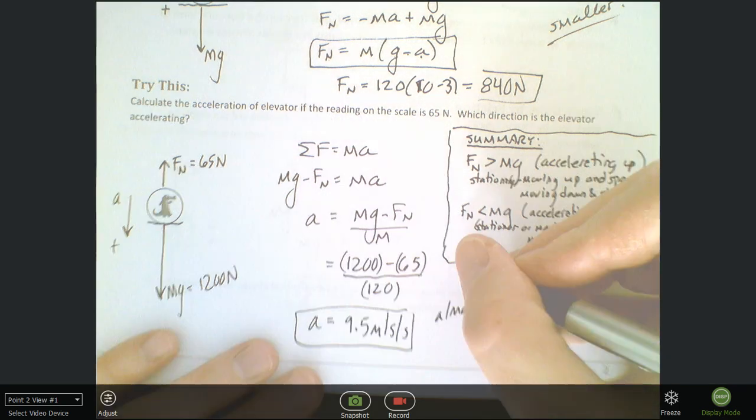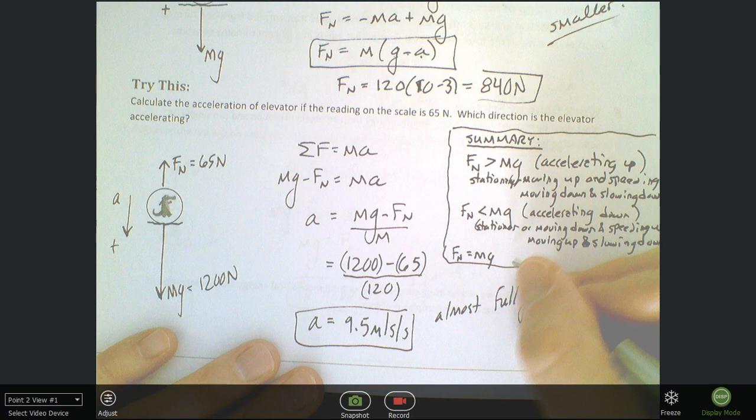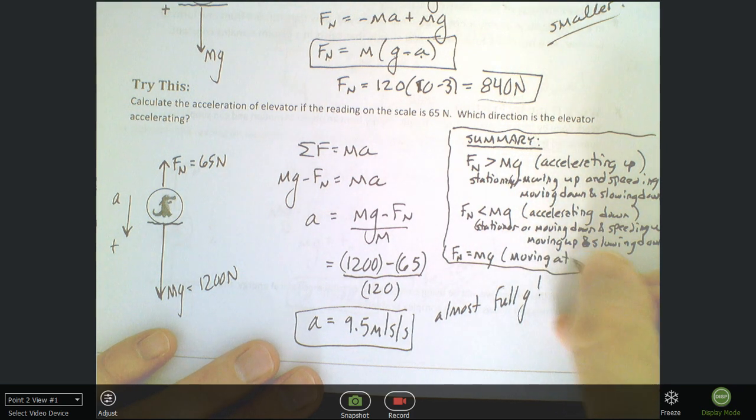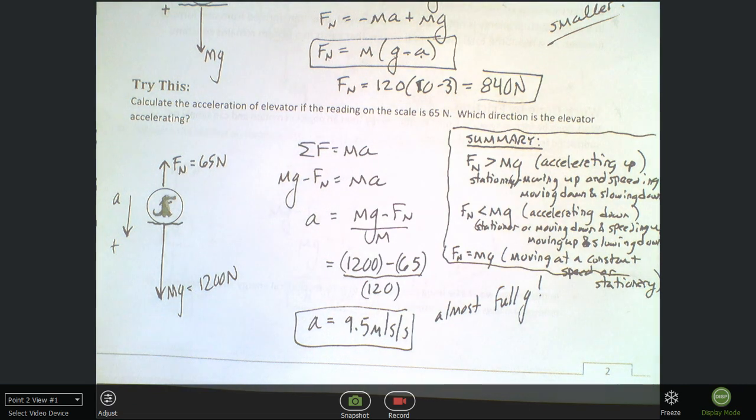The last one, if Fn equals mg, you are moving at a constant speed or stationary. You don't know which one. You're just one or the other. You're either moving at a constant speed up or down, or you are stationary. And it's not until you accelerate that you would know which situation you're in.